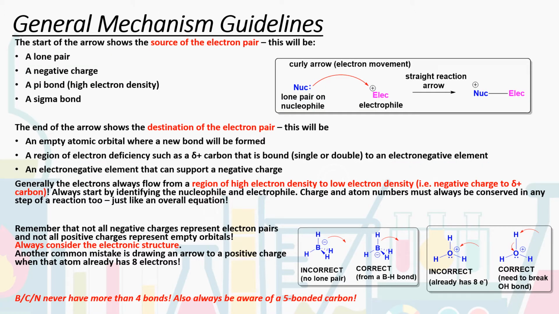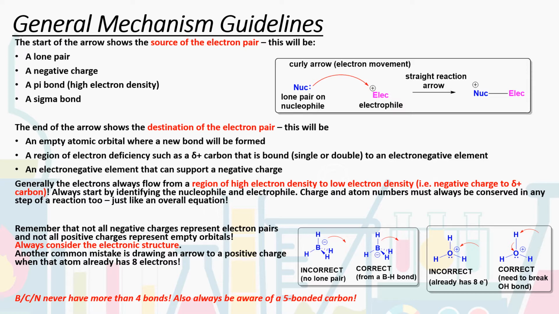So we can then draw out some general mechanism guidelines, and these will apply to every mechanism that you will ever see. When we draw our arrows, the start of the arrow has to show the source of the electron pair. And so this could be a lone pair. Think back to what we said about nucleophiles. It could be a negative charge, as long as that technically represents a lone pair. It could be a pi bond, which has high electron density, or it could even just be a sigma bond.